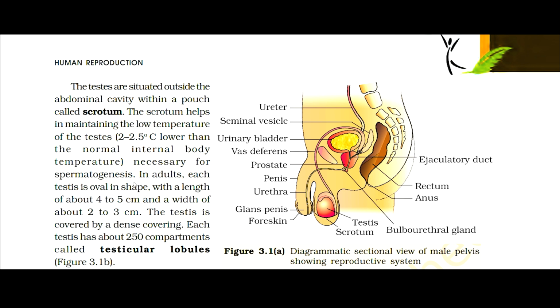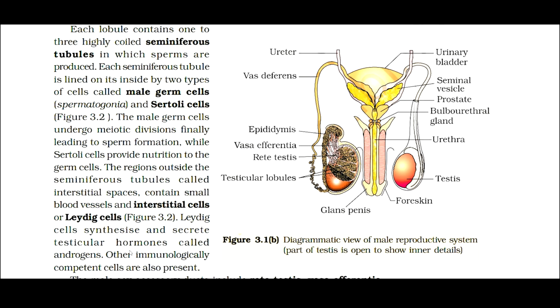In adults, each testis is oval in shape with a length of about 4 to 5 cm and a width of about 2 to 3 cm. The testis is covered by a dense covering. Each testis has about 250 compartments called testicular lobules, which is given in figure 3.1b. Each lobule contains 1 to 3 highly coiled seminiferous tubules in which sperms are produced.